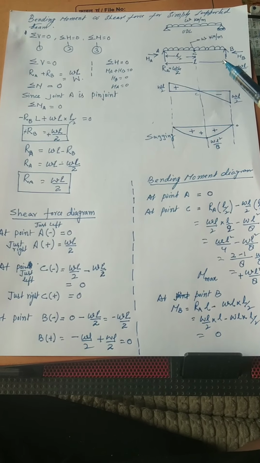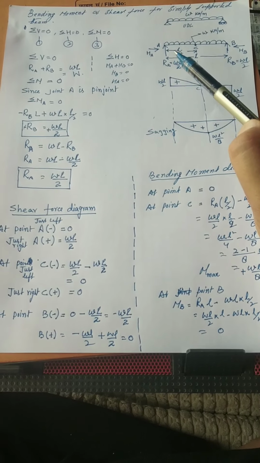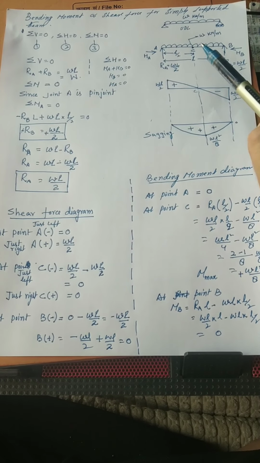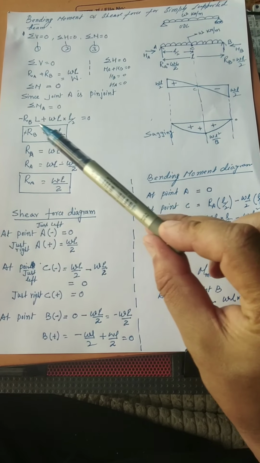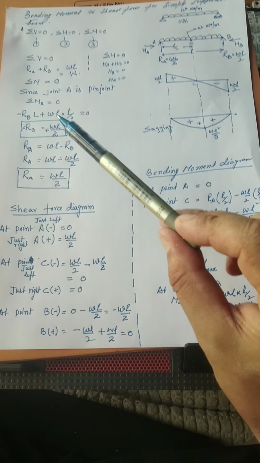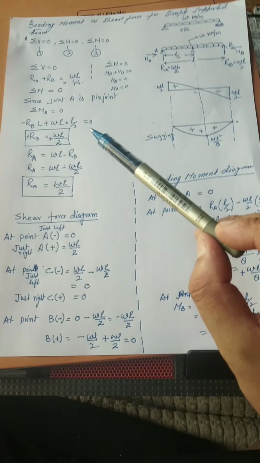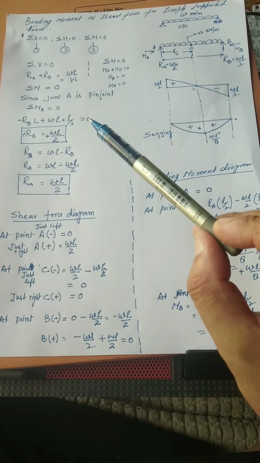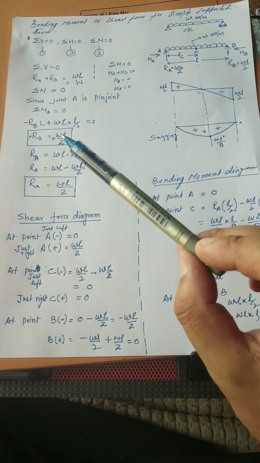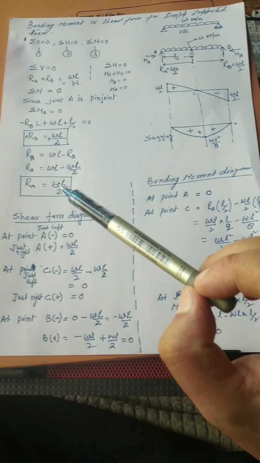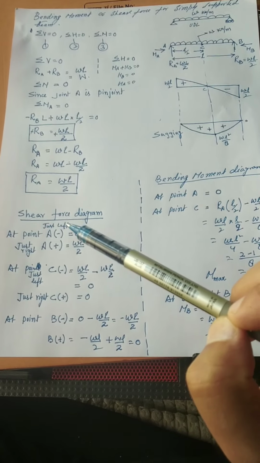So the sum of these moments, that is RB into L, and W over a distance of L into L by 2, should be 0. This is the anti-clockwise moment, this is the clockwise moment, and together they should be equal to 0, because for a stable condition the summation of moment about A should be 0. After solving this equation, we will get RB equal to WL by 2, and we will get RA equal to WL by 2.